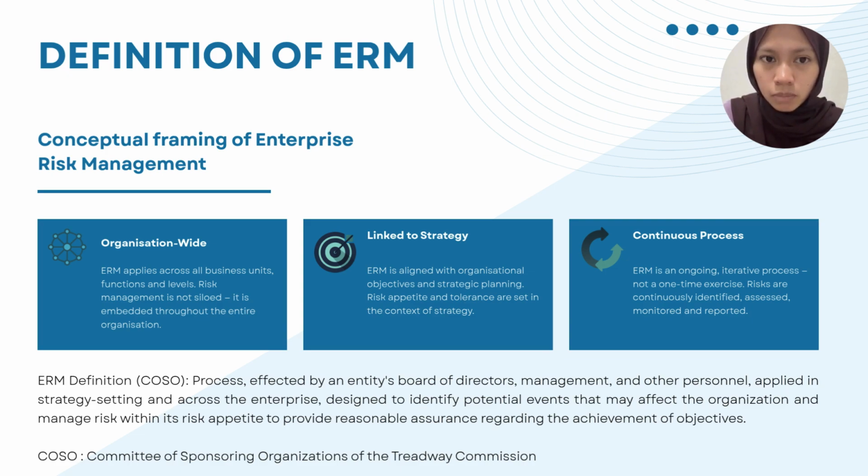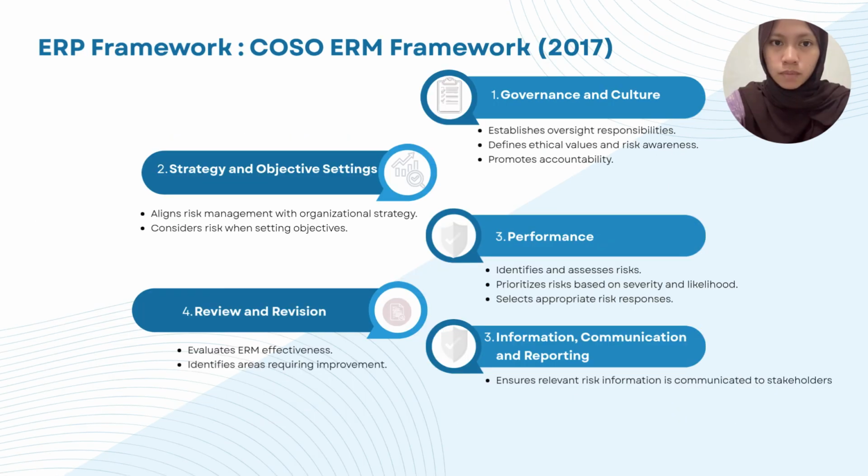The second one is that ERM is linked to strategy. Risk management must support the organization's strategic goals. When management develops strategies and objectives, they must consider the risks that may affect those plans. Risk appetite and risk tolerance are also determined according to the organization's strategic direction. And the third one is that ERM is a continuous process. Risk management is not a one-time activity. The organization continuously identifies, assesses, monitors, and reports risks as business conditions change. This helps organizations respond quickly to new challenges and opportunities.